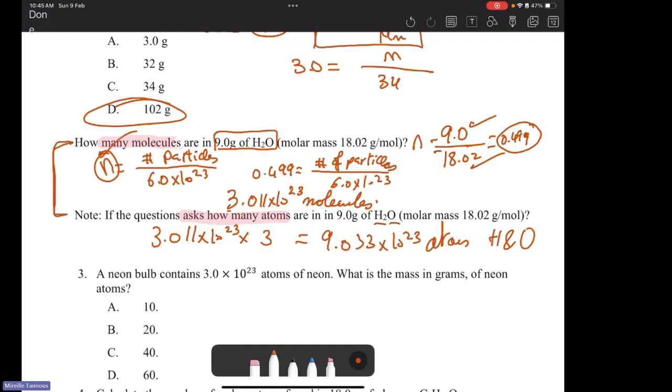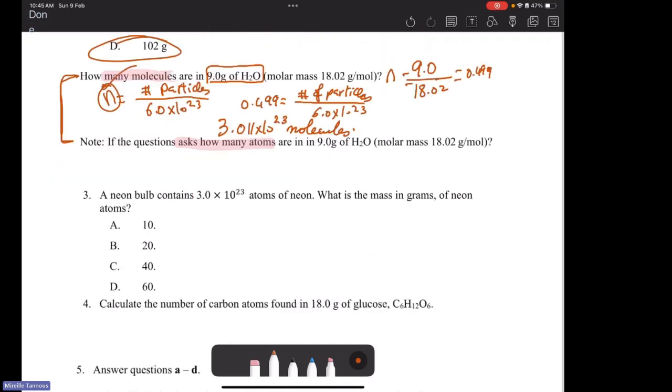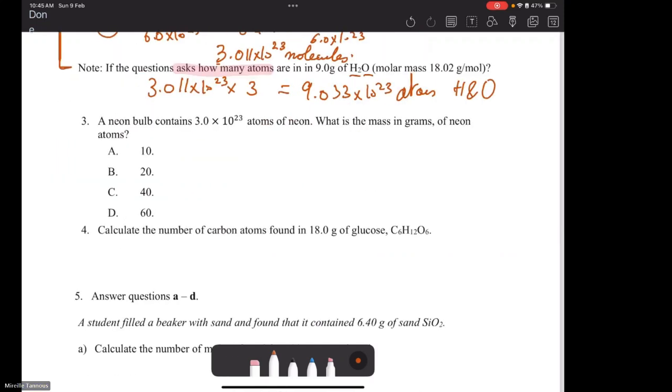I calculated both. Now, moving on, atoms of neon. What is the mass? Okay, this is a two-step. I have atoms and I need the mass. So first, I find the mole of neon atoms.